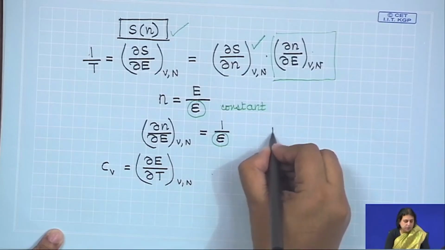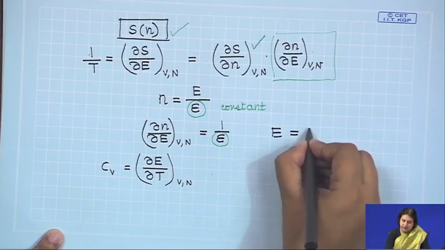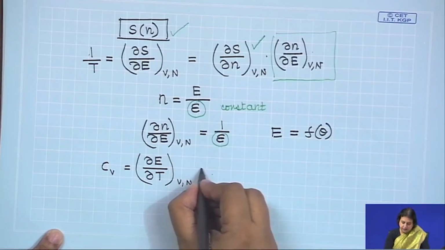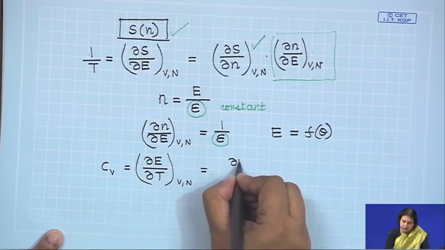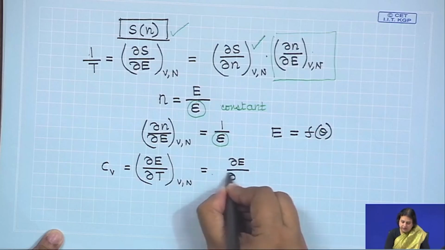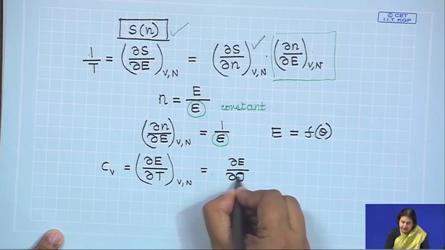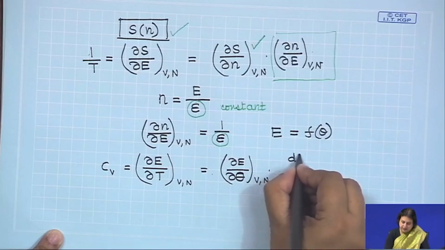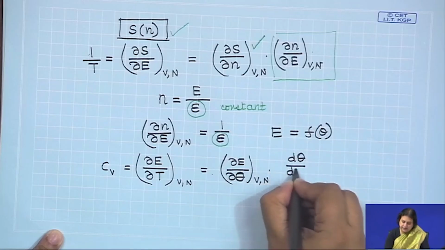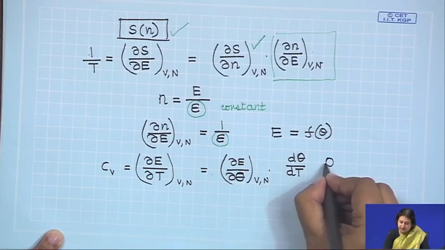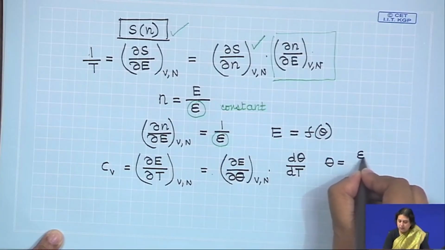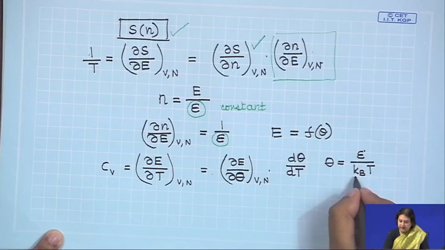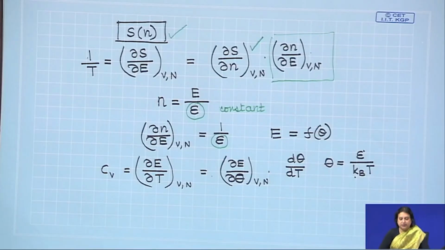Now, you already know E as a function of theta, isn't it? Therefore, you will find it useful to derive this as del E del theta at constant V, n multiplied by d theta dt, because by definition theta depends only on temperature as the variable, epsilon and kB both are constants.